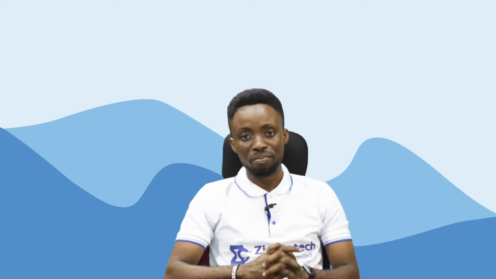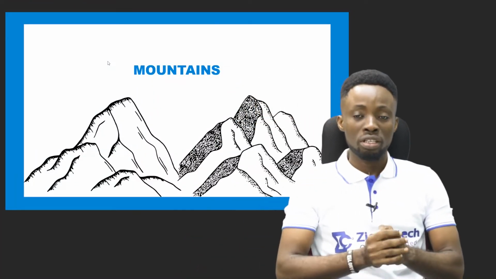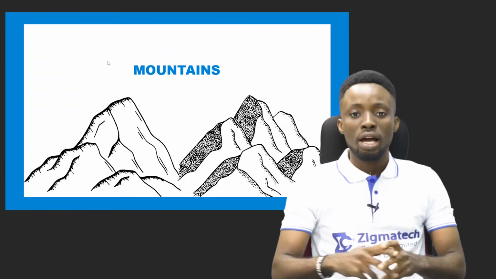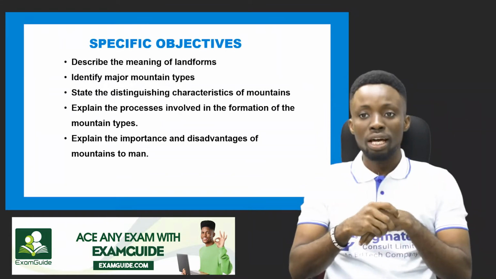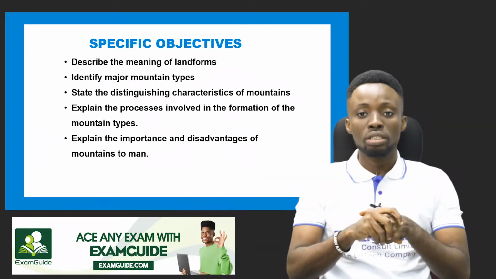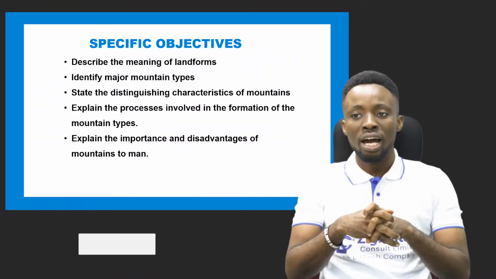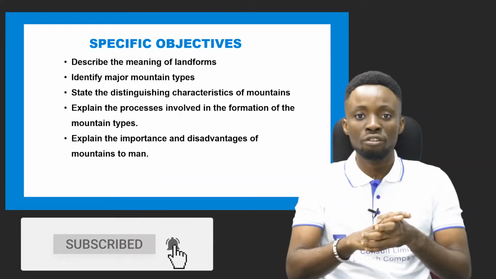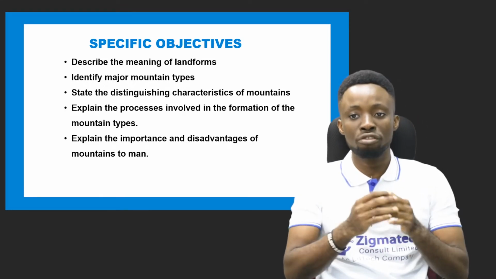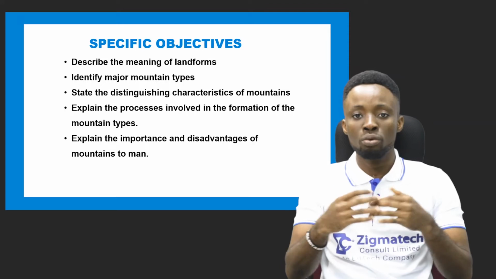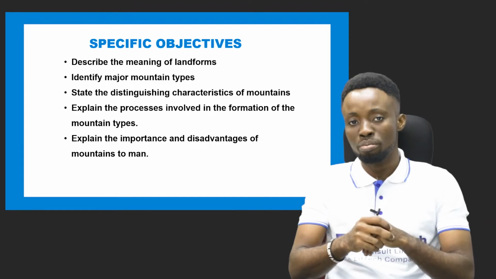Ready for today's class? Okay, let's get started. So, in today's lesson, we'll be looking at a topic called mountains. And we are going to be looking at the meaning of landforms, which includes mountains and plateaus. Then we'll also look at the major types of mountains we have and the different characteristics of each of these mountains. And then also we are going to look at the processes involved in the formation of these mountains, and then we'll look at the importance and also the disadvantages of mountains to man.